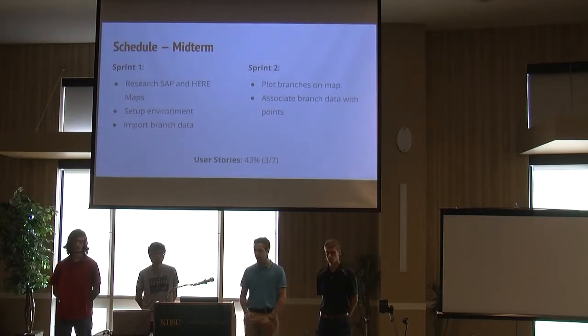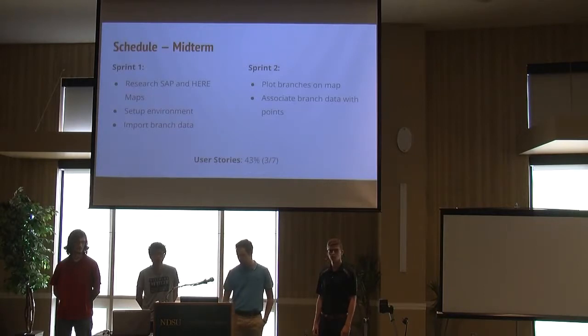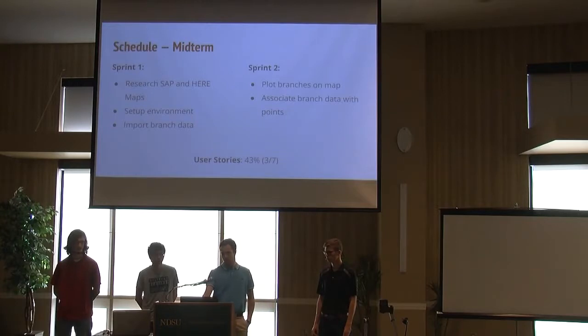for us. And then in Sprint 2, we were actually going to plot the branch data on our map client and then associate that branch data with the markers, so that when you click on a marker, you're shown all the data related to that branch. And you can see down below, we had planned 3 out of our 7 user stories for Sprint 1 and 2, just because we knew there would be some lag with the research part of it.